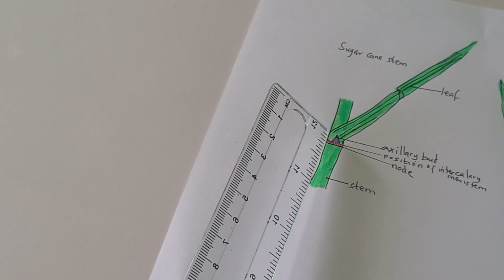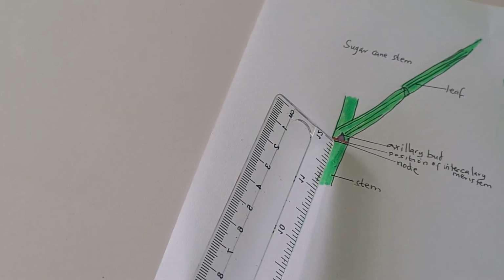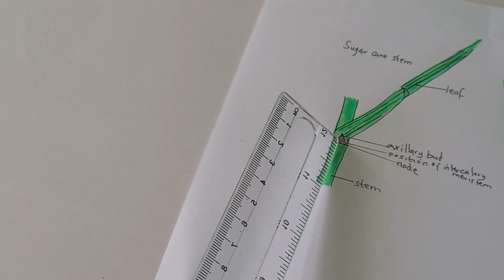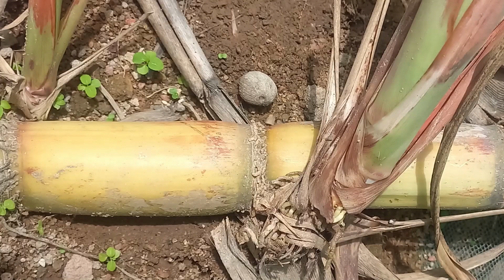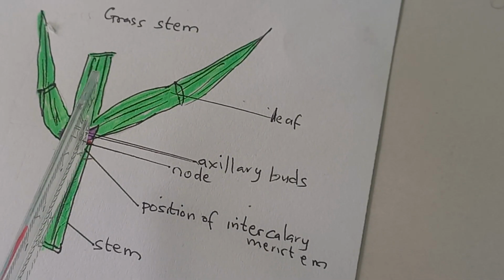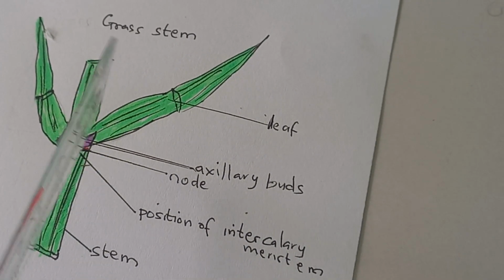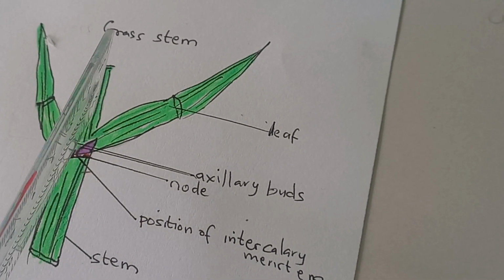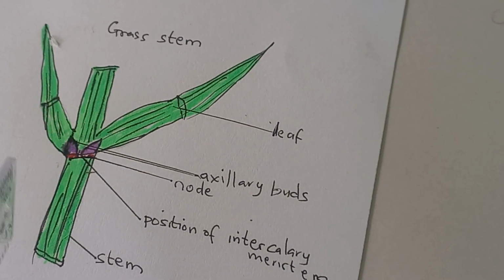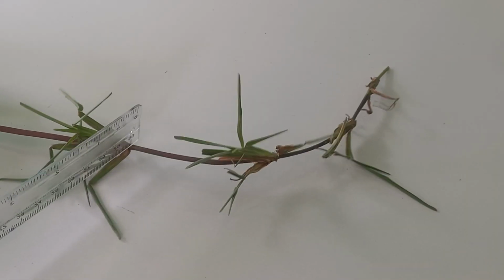So here's a diagram of the sugarcane stem. We have the node, we have the intercalary meristems, and the axillary bud. The alternate arrangement of the axillary buds shows the alternate shoots that have been produced from the sugarcane plant. The axillary buds produce shoots. Well, this grass plant also shows its node. The intercalary meristems are there. And there's one axillary bud here and another axillary bud here. Good. You can see the node clearly.